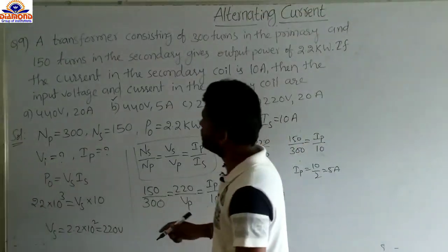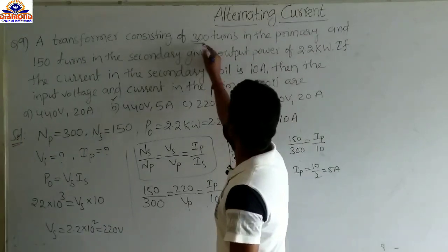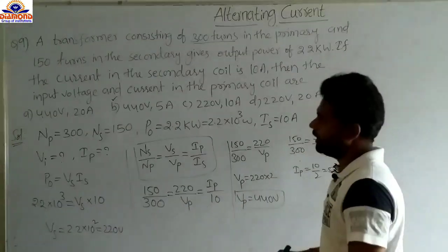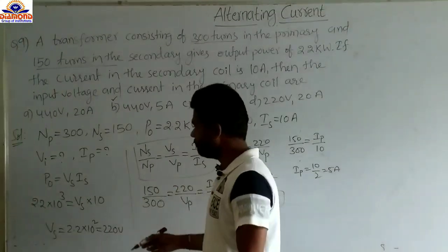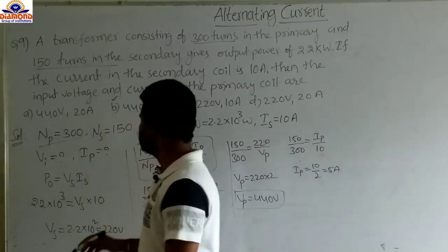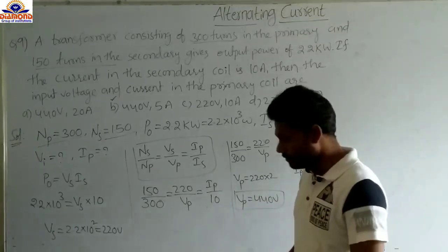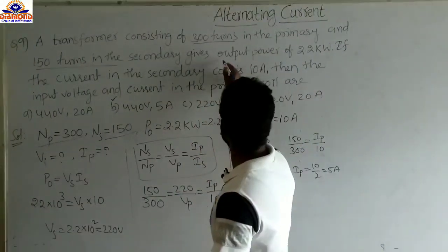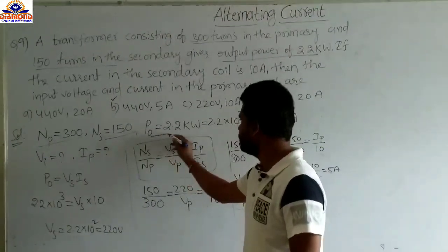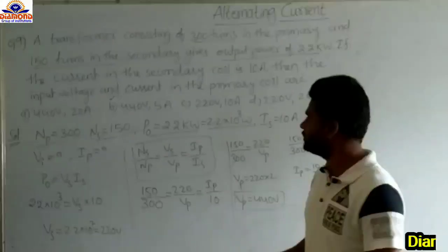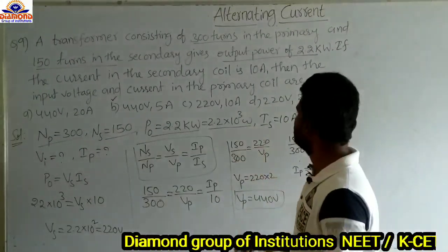See the next question. A transformer consists of 300 turns in the primary and 150 turns in the secondary. I have written here primary 300 turns, and the secondary has 150 turns. NP equals 300, NS equals 150. It gives an output power of 2.2 kilowatts. So output power P out equals 2.2 into 10 power 3 watts.